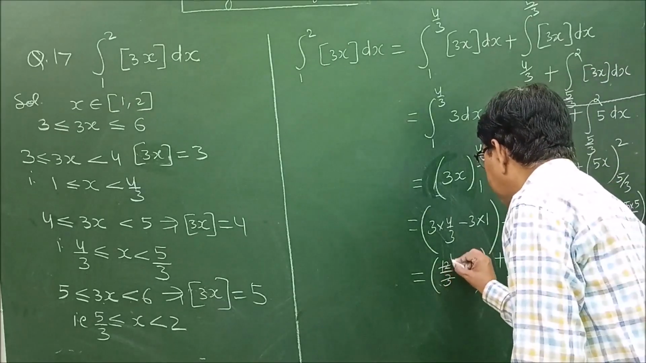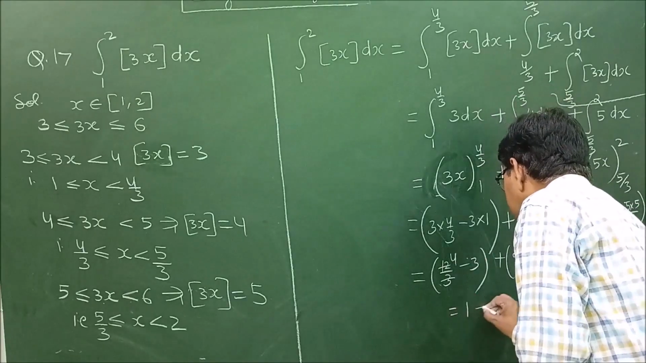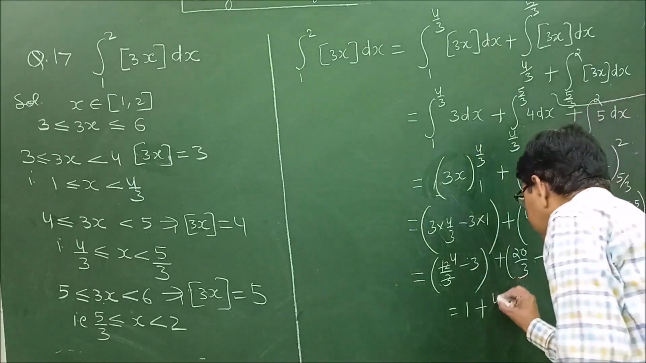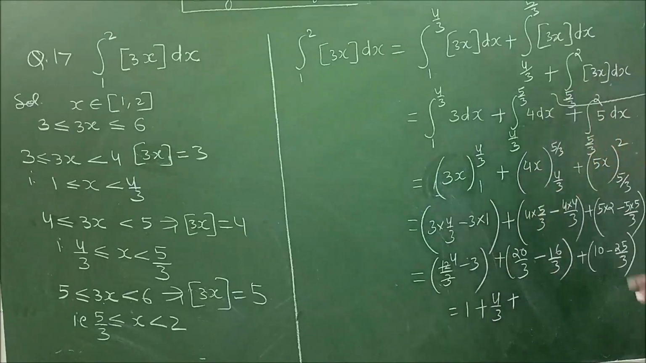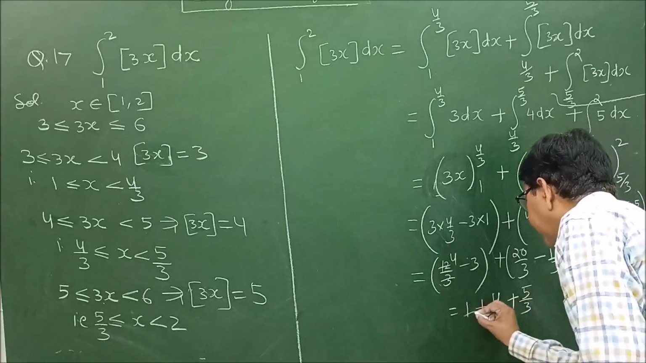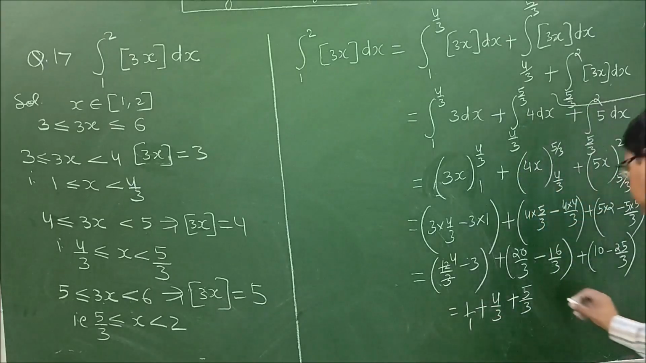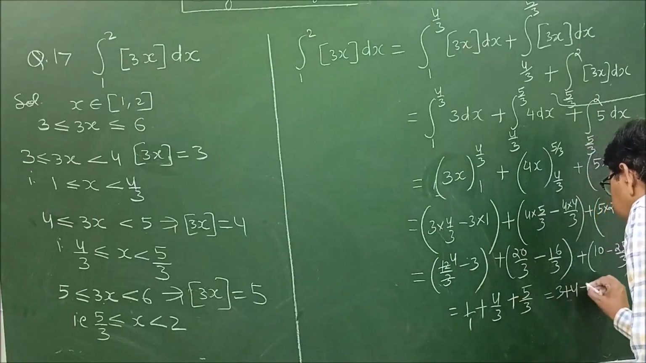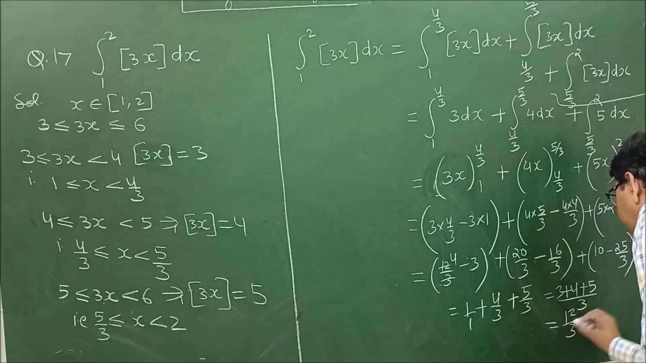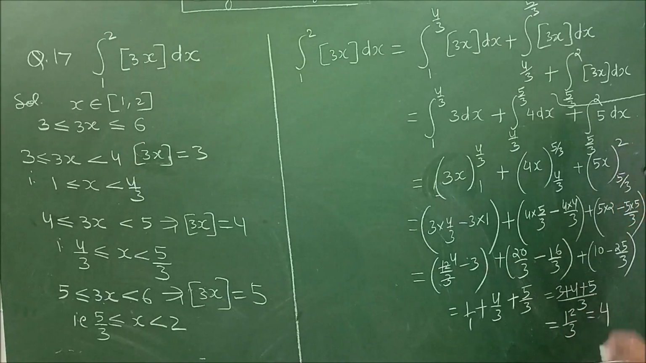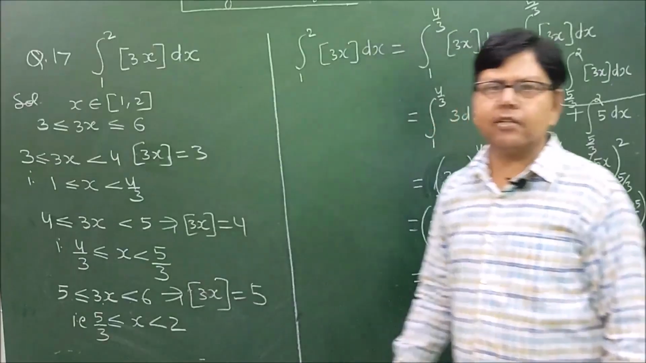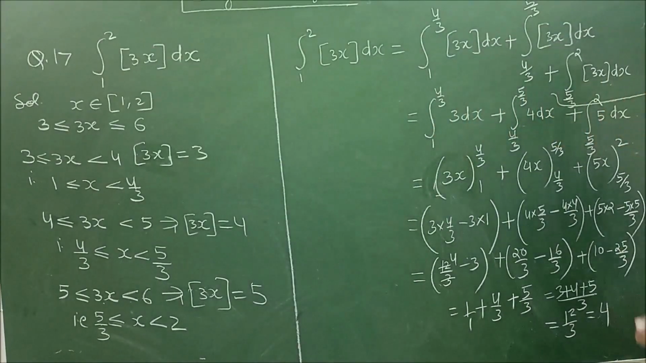The 3s cancel, so 4 minus 3 is 1. 20 minus 16 is 4 upon 3, plus 10 minus 25 upon 3. Taking the LCM 3, so 3 plus 4 plus 5 upon 3, which is equal to 12 upon 3, and the final answer is equal to 4. So this definite integral from 1 to 2 of greatest integer 3x dx is equal to 4.